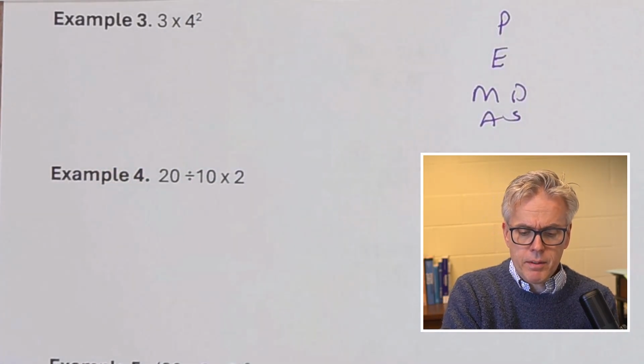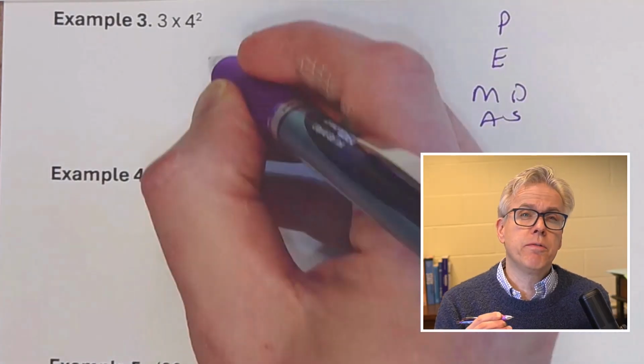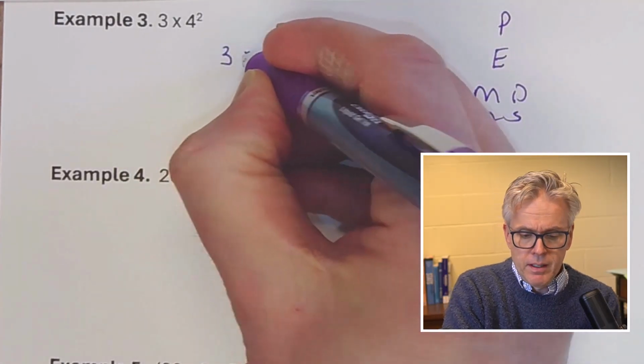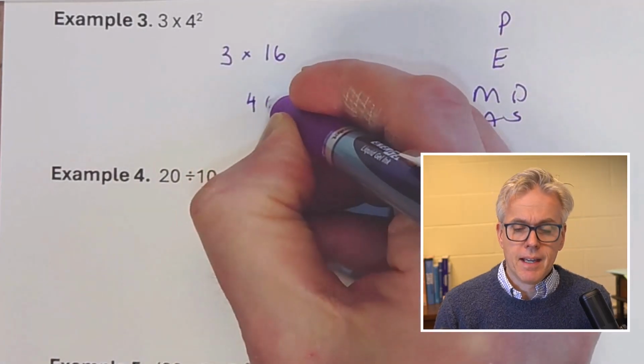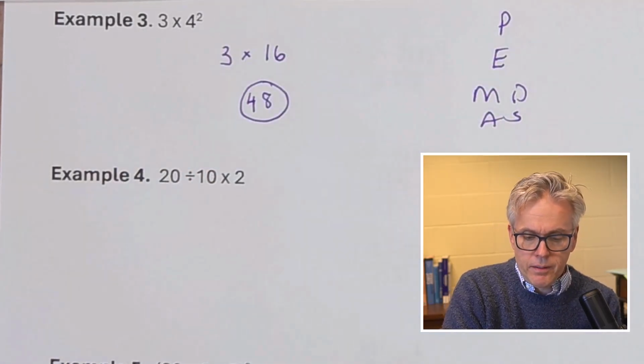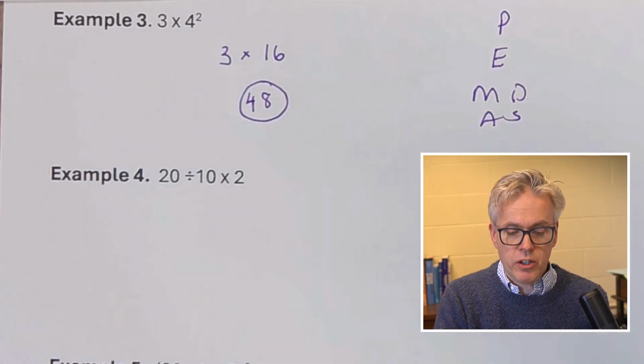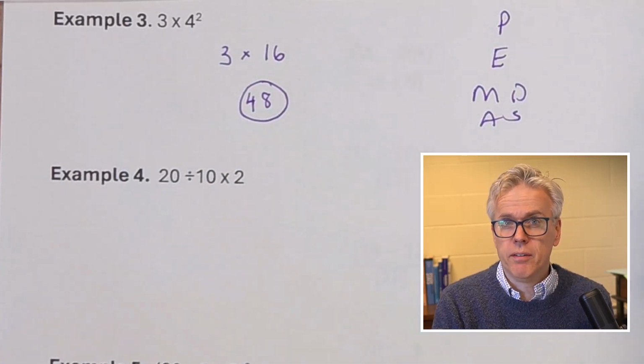And so here I'm going to say 3 times 4 squared. So I need to do 4 squared first. And so this is going to be 3 times 16. And then 3 times 16 is 48. You would not want to do 3 times 4 to get 12 and then square 12 to get 144.